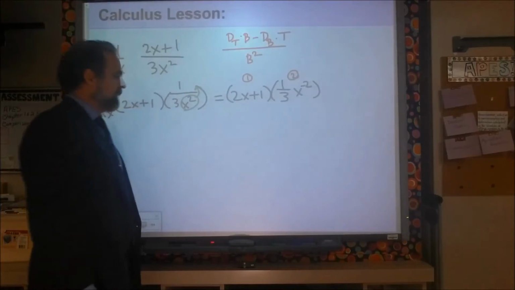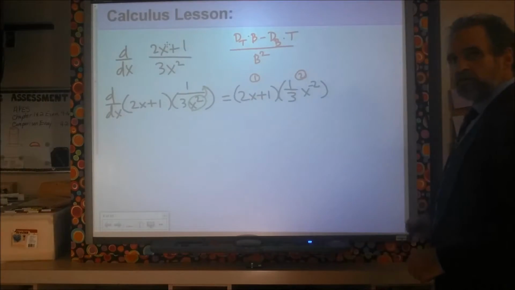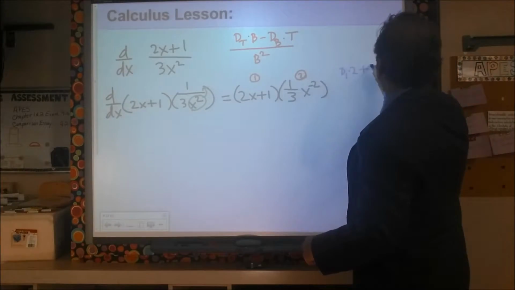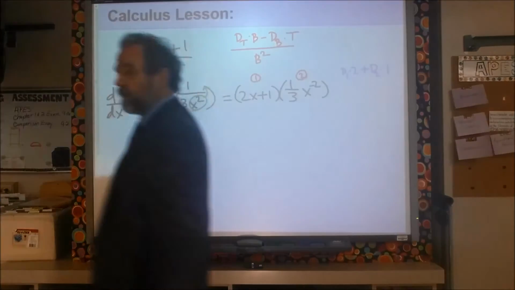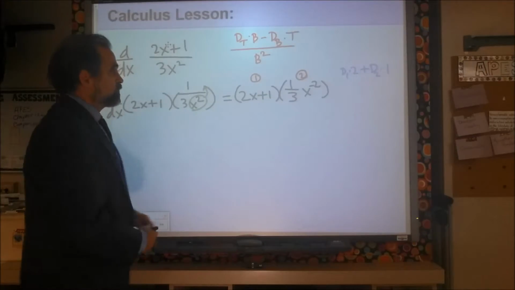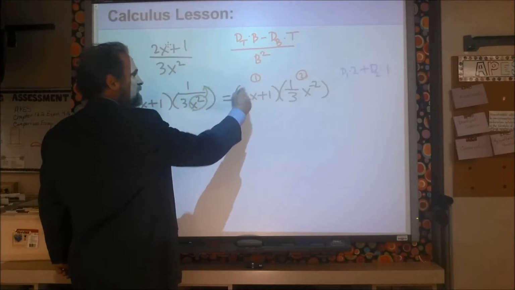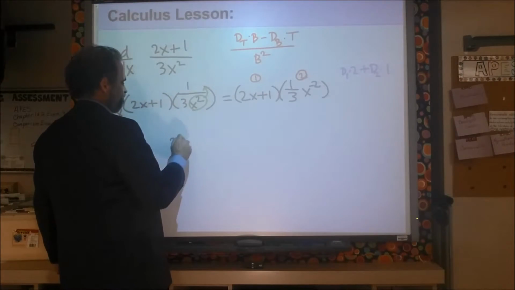So it's no longer top and bottom, is it? Now it's first and second. And remember the product rule? The product rule was derivative of the first times the second plus derivative of the second times the first. That's what we're going to do now. We're going to do the product rule. So the derivative of the first, 2x plus 1. We've already done that, right? 2x becomes 2, 1 becomes 0. So the derivative of the first is 2.